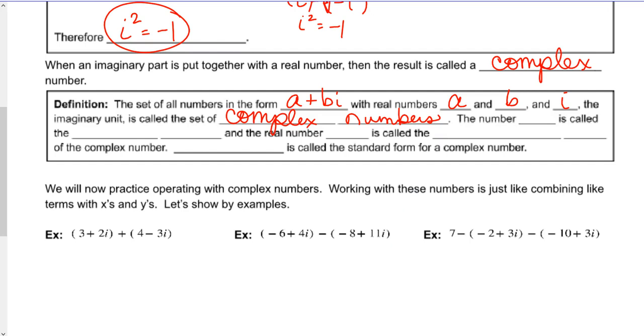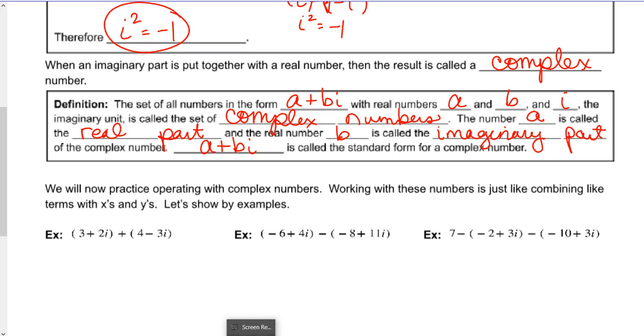Now, the number a, this is what we refer to as the real part. And the real number b, that is with our i, is called the imaginary part of the complex number. Hopefully that is self-explanatory. Now, a plus bi, that form that we have, is called the standard form of a complex number. So when we write complex numbers, we want the real part to come first, the imaginary part to come second.